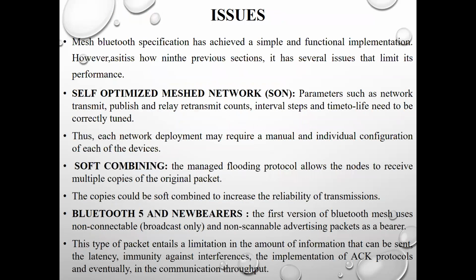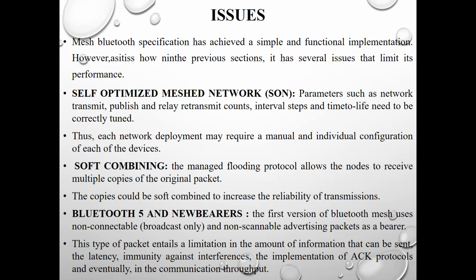Here are the issues of Bluetooth mesh. What are all the issues faced while connecting Bluetooth with a mesh network? The Bluetooth mesh specification has achieved a simple and functional implementation. However, as noted in the provisioning section, it has several issues that limit its performance. Self-optimization: parameters such as network transmit, publish, and time to live need to be correctly tuned. Thus, each network deployment may require manual and individual configuration of each of the devices.